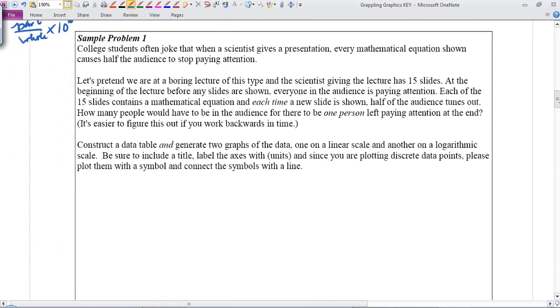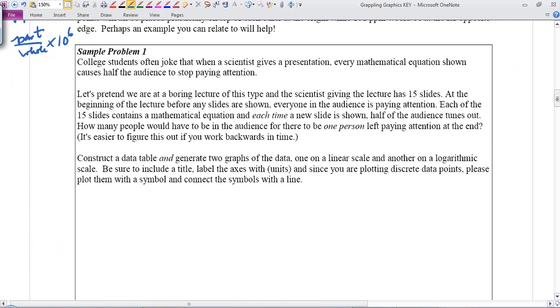So here is a good example, and maybe an example will help, and one you can relate to may help even more. All right, so college students often joke that when a scientist gives a presentation, every mathematical equation shown causes half of the audience to stop paying attention. So every time a math equation is thrown at you, half of the audience stops paying attention.